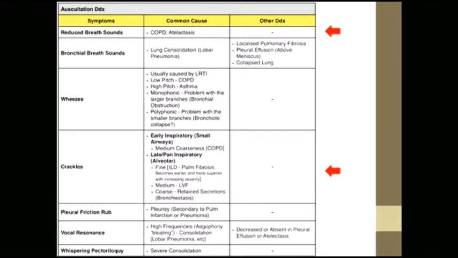So next thing I want to bring about is vocal resonance. You just need to know that high frequencies usually mean a consolidation. Consolidation just basically means a solid lump there. And it's usually bleating, so it sounds like a sheep. It's supposed to sound like 99 or something like that. So that's basically how it sounds.